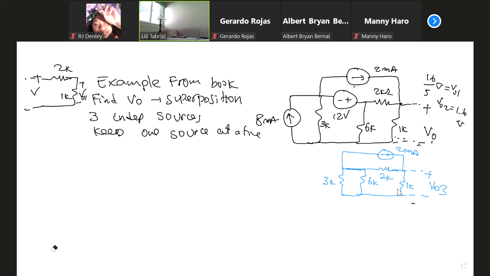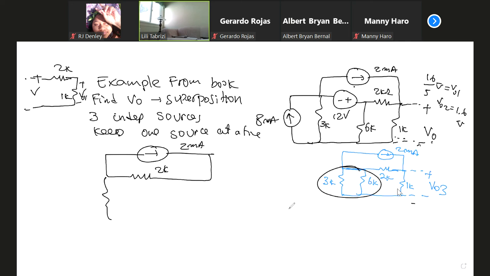Okay, let's go to case number 3. So we keep the current, 2 milliamp. Notice that this is 2K, and 6 and 3 are in parallel. Combine it. 2K here, 6 and 3 combined, and then this end is 1K. This should be easier than the previous 2 cases.